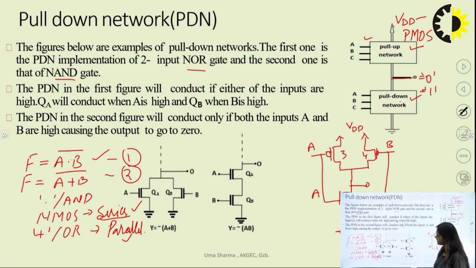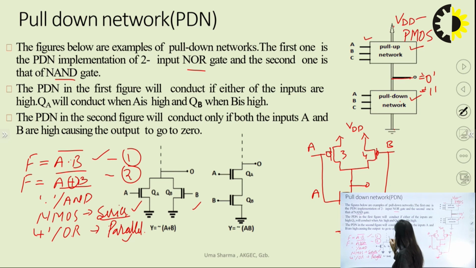You can see another example for a NOR gate. For the NOR gate, this PDN comprises two NMOS transistors, because for a NOR gate there is an OR operation between A and B. So this OR operation can be performed by connecting QA and QB in parallel fashion. I can implement the dual of this PDN to design the PUN for the NOR gate.